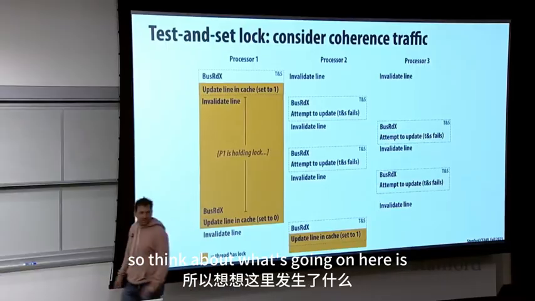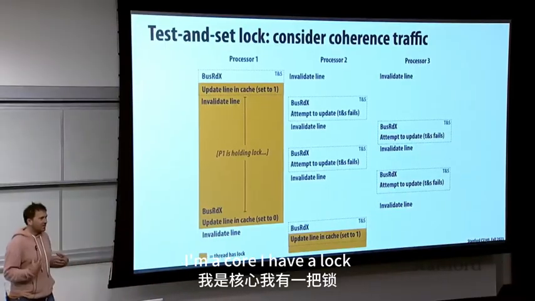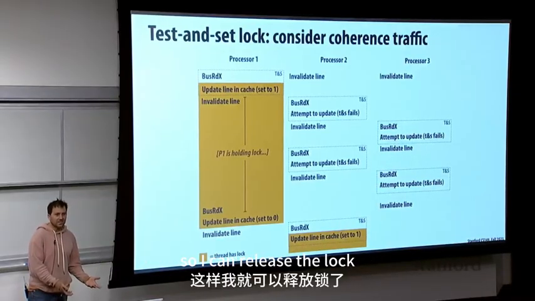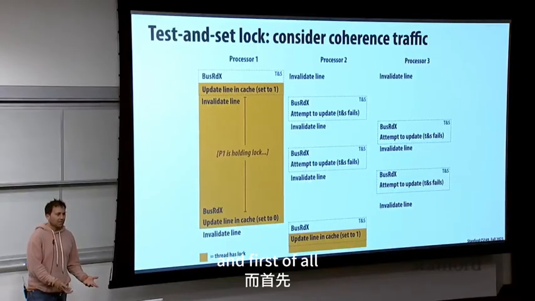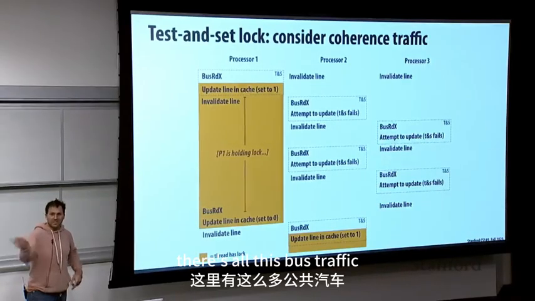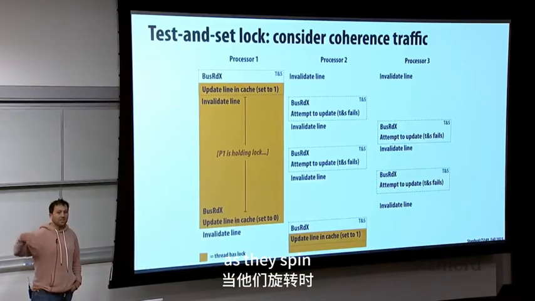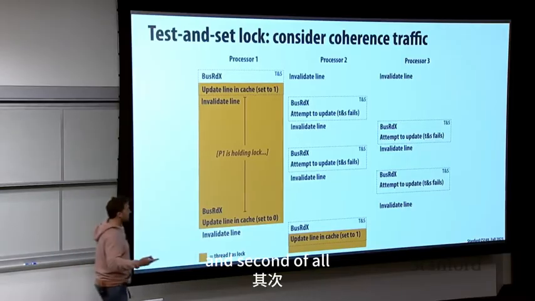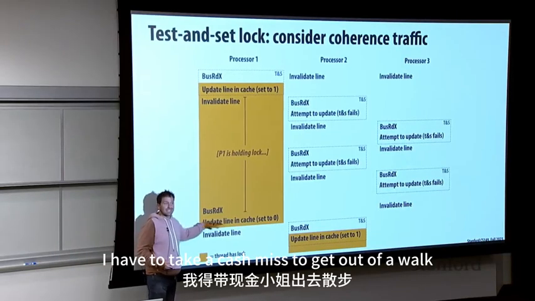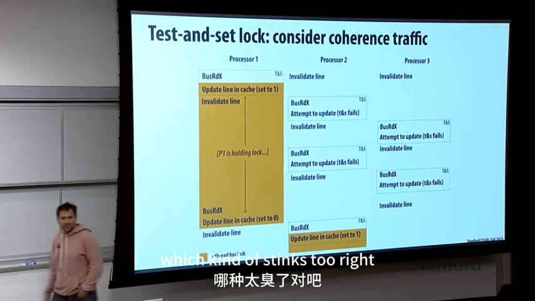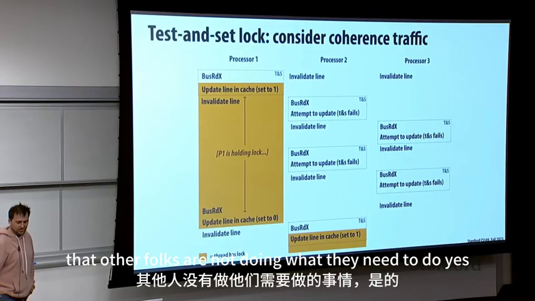So think about what's going on here. I'm a core, I have a lock, I'm in my critical section trying to do this thing so I can release the lock. And first of all, there's all this bus traffic flurrying around between all the other processors as they spin. And second of all, actually I have to take a cache miss to get out of the lock, which kind of stinks too, right? Because that's time that other folks are not doing what they need to do.